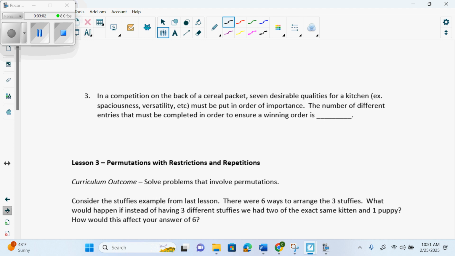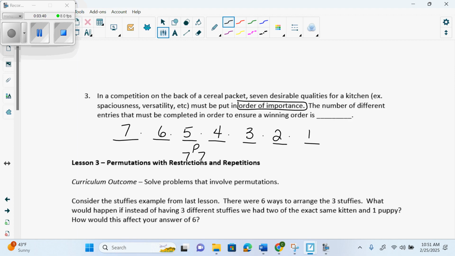And then this one, in a competition on the back of a cereal packet, 7 desirable qualities for a kitchen. Example, spaciousness, versatility, etc. Must be put in order of importance. So they're giving it order of importance. That means I can use blanks. Do you agree? I can use P too, as long as I'm not repeating. The number of different entries that must be completed in order to ensure a winning order. So 1, 2, 3, 4, 5, 6, 7. So how many qualities would I have for the first blank? 7 then. 6 then. 4, 3, 2, 1. Or I could go 7P7. Either way, it's 5,040.